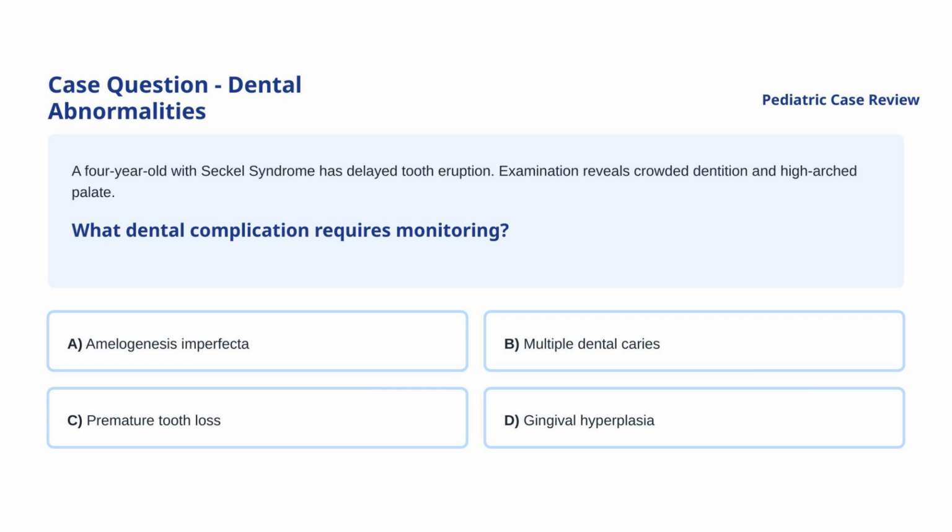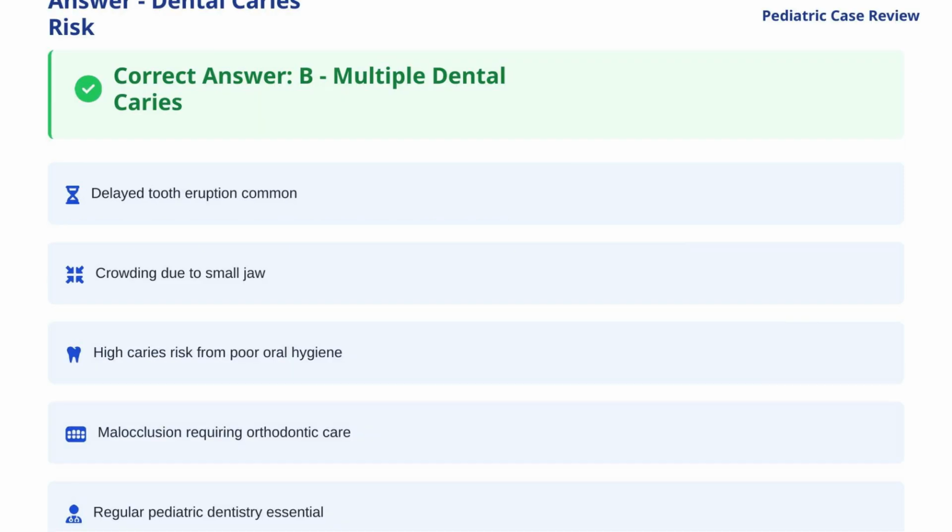Case 8. A 4-year-old with Seckel syndrome has delayed tooth eruption. Examination reveals crowded dentition and high-arched palate. What dental complication requires monitoring? Option A, amelogenesis imperfecta. Option B, multiple dental caries. Option C, premature tooth loss. Option D, gingival hyperplasia. The correct answer is B.